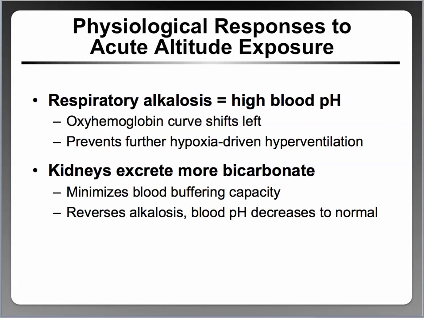I kind of jumped the gun there with our discussion on respiratory alkalosis and kidney excretion of bicarbonate, but we'll go through these slides. So respiratory alkalosis, you're left with an excess of bicarbonate. You have a high blood pH, which means that your blood is less acidic. And one of the results of that is that your hemoglobin curve shifts to the left.